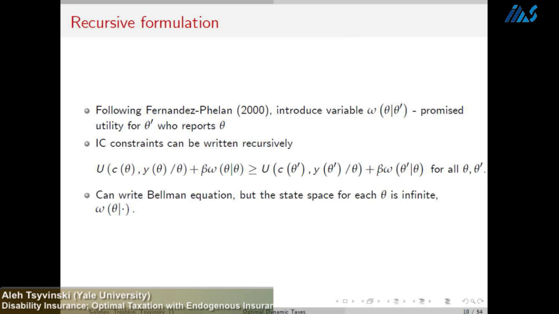So you can write the incentive compatibility constraint recursively in this way. What does it say? It says utility of consumption and labor plus the promised utility if you tell the truth should be larger than if you say that you're a different type, theta prime, while the true type is theta, and you get a different promised utility given that you lie. This should be done for all thetas and all theta primes.